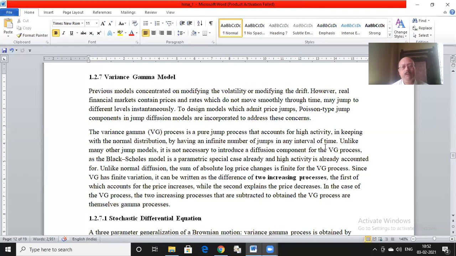So yes, in order to motivate the variance gamma model or any jump type models, the logic is that we see non-smooth behavior. There could be jumps, and we could also see a lot of jumps, many jumps happening in a short interval of time. So here, what the modeling approach is trying to do is to accommodate infinitely many jumps in any finite interval of time.